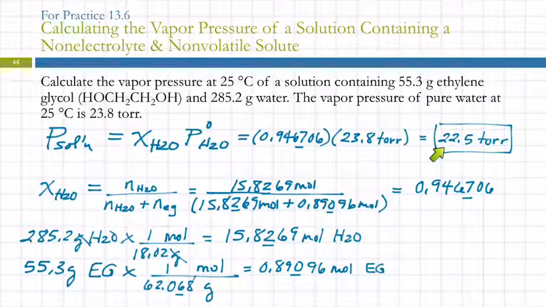This is a reasonable number because adding a solute causes the vapor pressure to go down. And this number is smaller than that, so that's a good sign that we did it correctly. Any other questions?